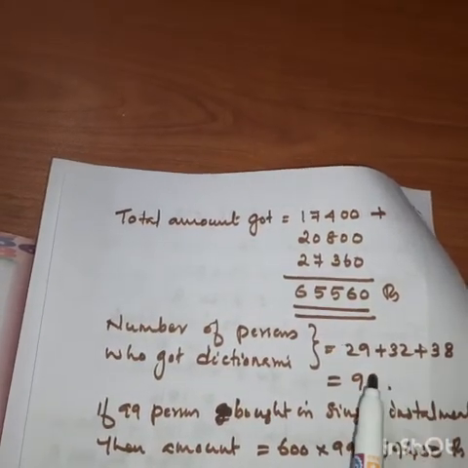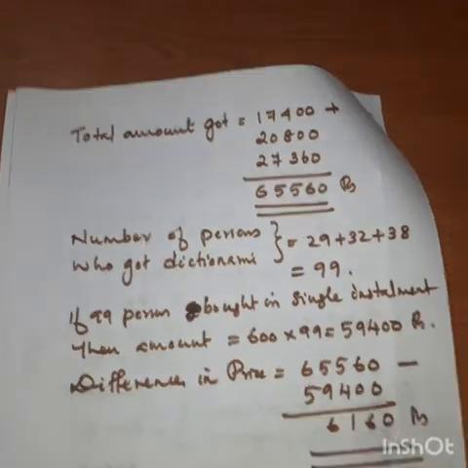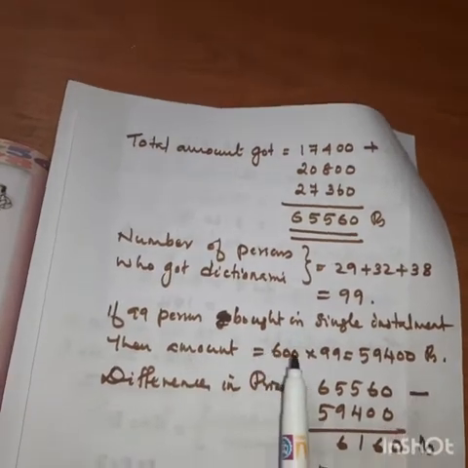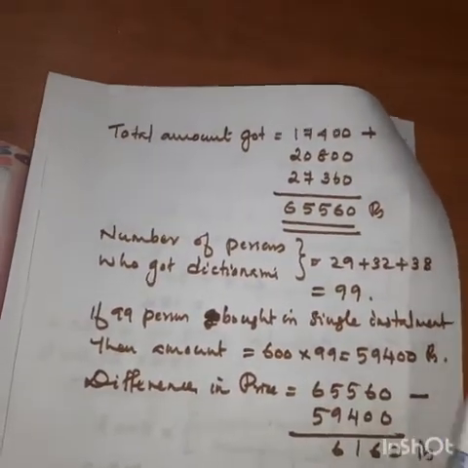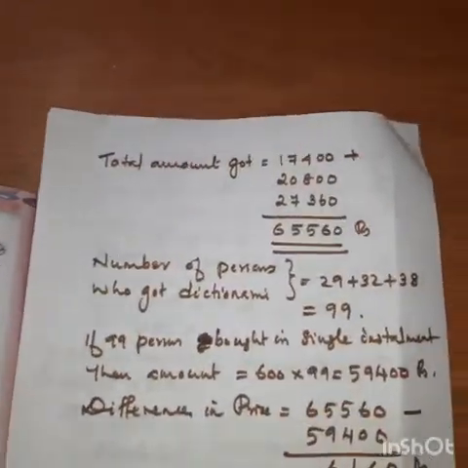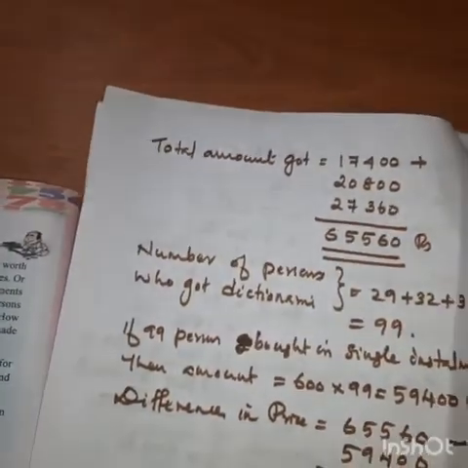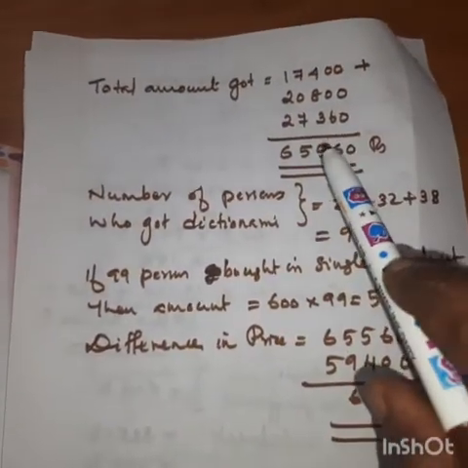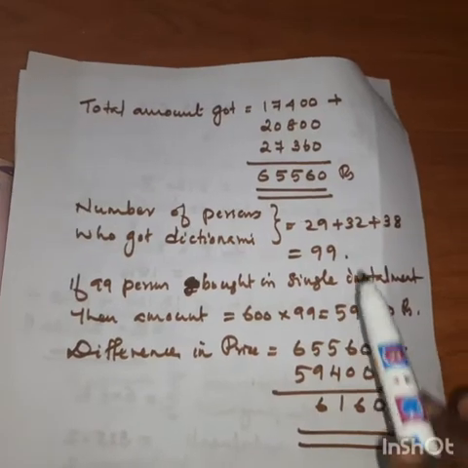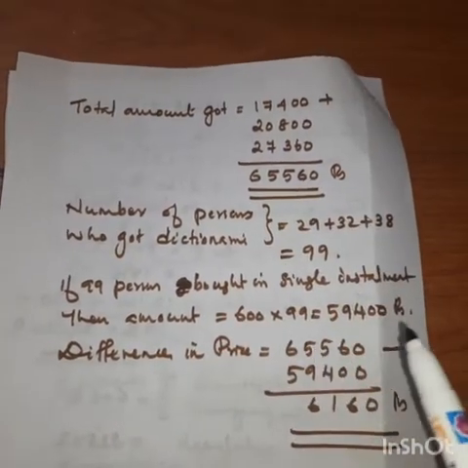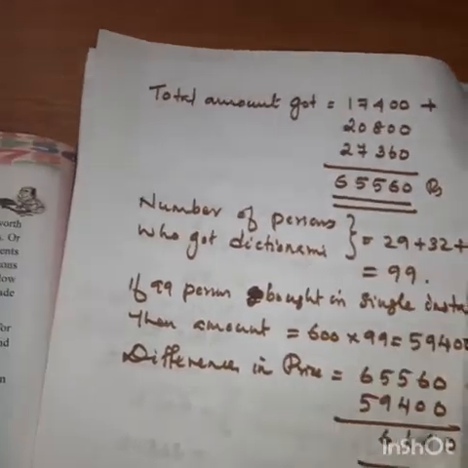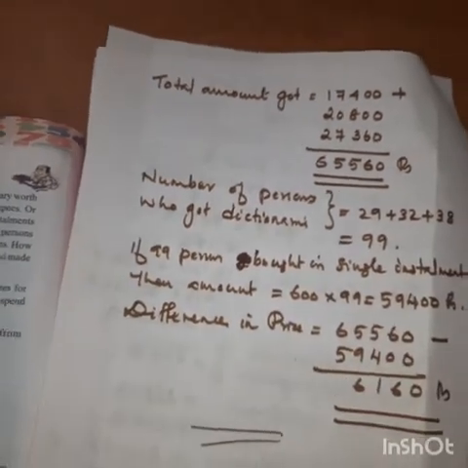Then how many persons bought dictionaries? 29 plus 32 plus 38, 99 persons. If 99 persons bought in single payment, then what is the amount? 600 into 99, 59,400. Which is greater? Paid as single payment, 2 installments and 3 installments, correctly. Therefore, installments are greater and single payment is lesser. The difference is 65,560 minus 59,400, that is 6,160.